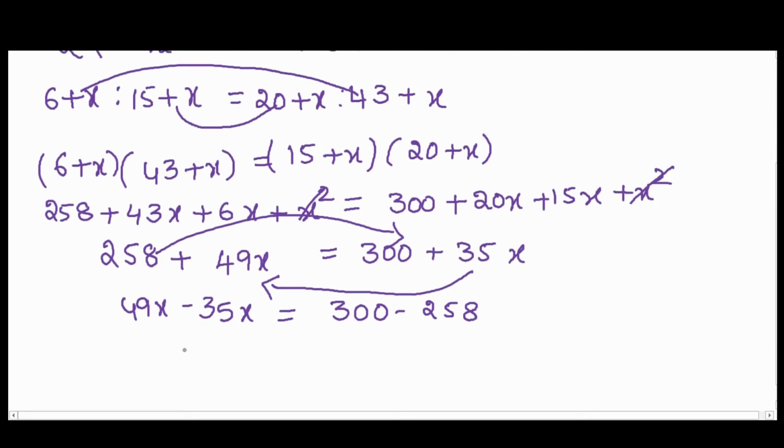So 49 minus 35 is 14x, which is equal to 42 here. Now x is 42 by 14. So 14 threes is 42. Therefore, the least number to be added is 3.